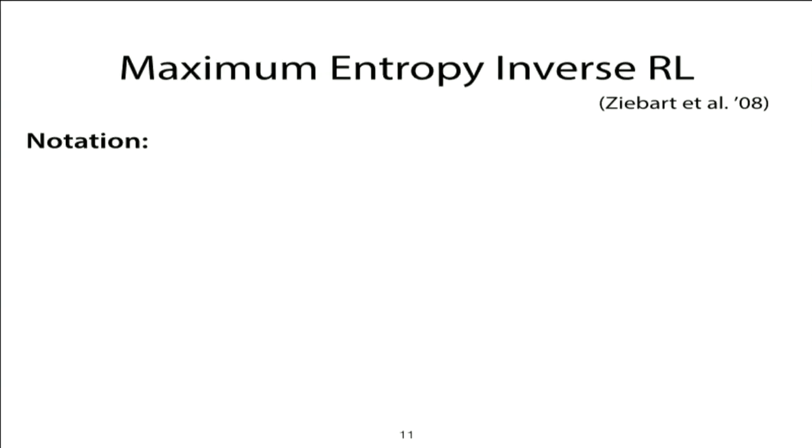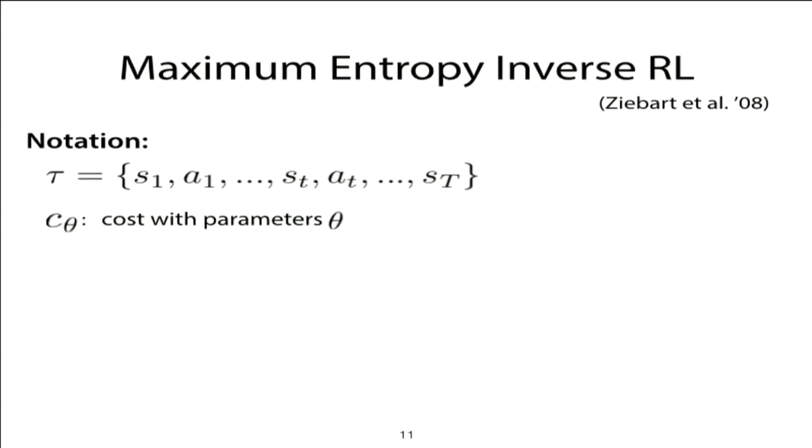Okay, so first I want to go through some notation. I'm going to denote a trajectory with tau, which is your sequence of states and actions. I'm going to use cost instead of negative reward. The cost is going to be denoted with C, and it's going to have parameters theta, and we're going to be trying to learn the parameters theta. On the board, I might drop the subscript on C, but generally it's going to be parameterized by theta.